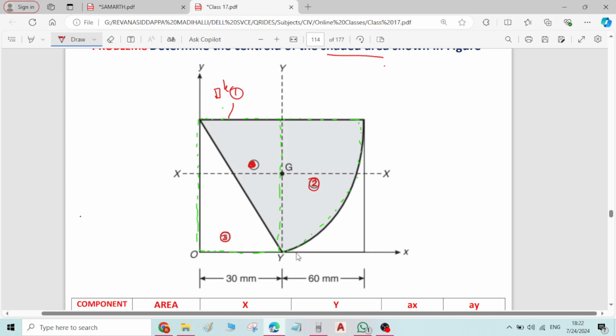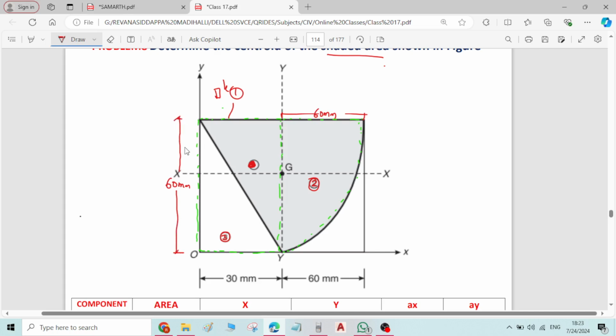How to find it? Here we know the radius of the quadrant of the circle. It is given, it is 60 mm. The same radius will be there in the vertical direction. So this dimension becomes 60 mm only. So the height of the triangle will be how much? It is 60 mm. Height of the right angle triangle is 60 mm.